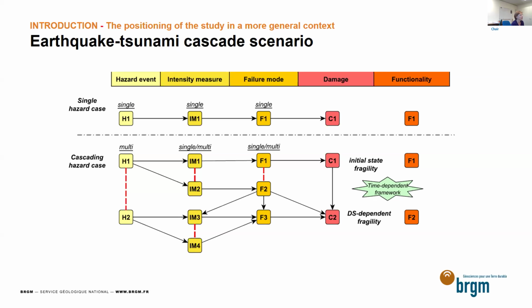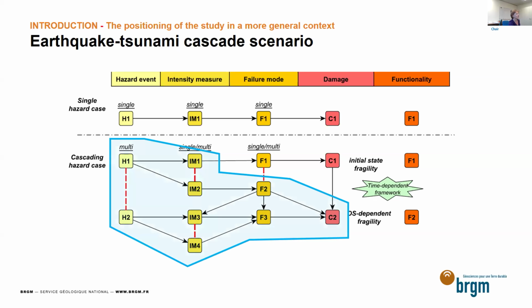In our case, we have a cascading hazard case. In this case, we have hazard events: H1 is the earthquake, and H2 is the tsunami. For the earthquake, we can have several intensity measures. So we can have peak ground acceleration, spectral acceleration, velocity or intensity. And for the tsunami, we use water depth and water velocity.